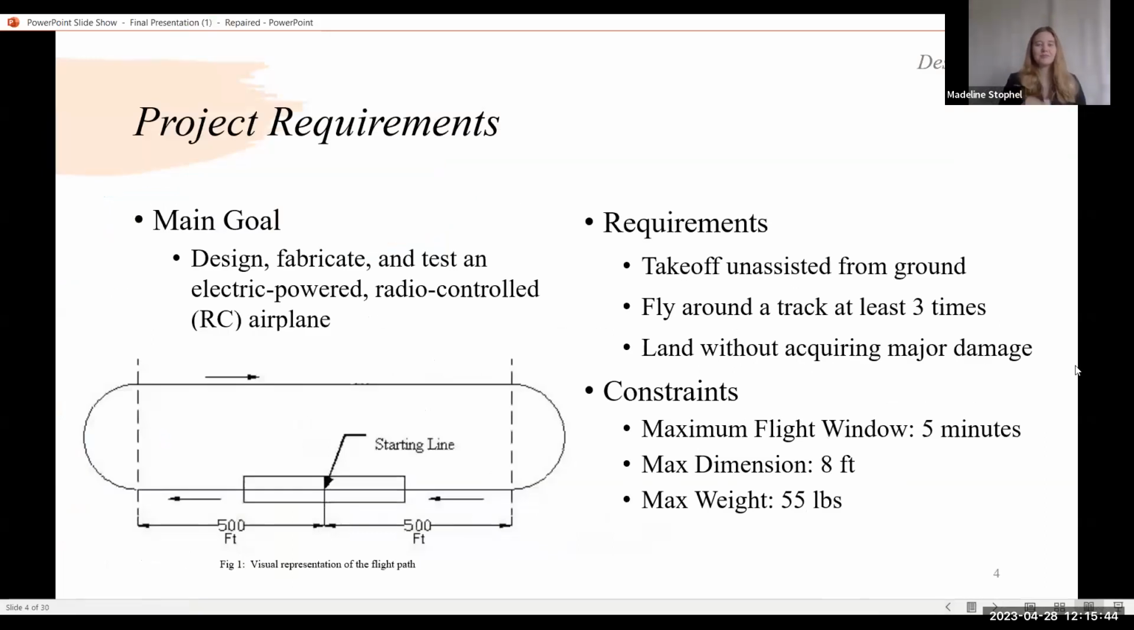Perfect. Yes. So I might have just missed this, but I think there was a target slide as well. Did you have any specific targets that you were trying to meet as a group prior to design, and how close did you get to meeting those targets?